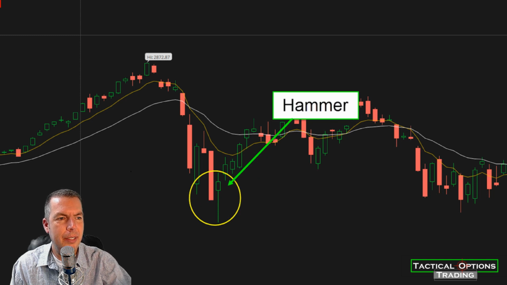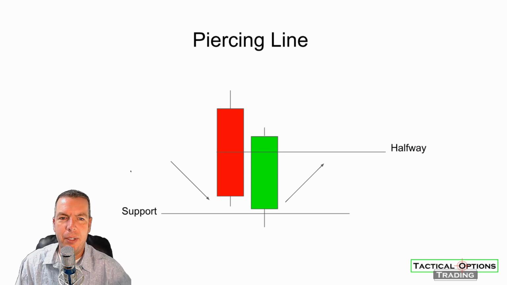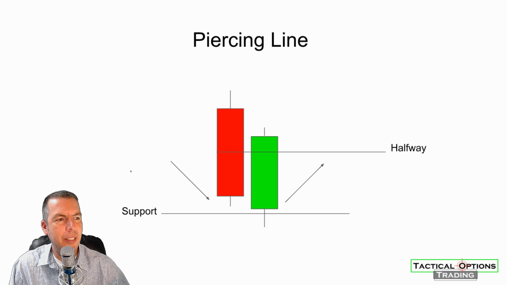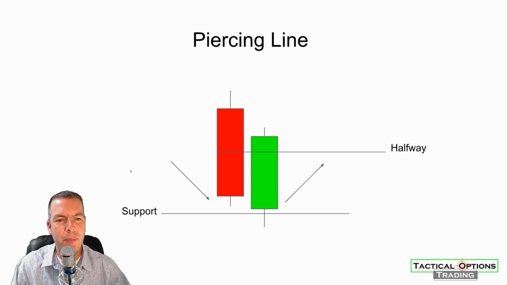Let's look at another bullish reversal pattern called the piercing line. So this is a two candle reversal pattern like the others that we've seen, where on the first day you see a wide range candle that closes near the bottom of the range. So the sellers are in control at this point, but on that second day you see a wide range candle that has a close that's above the midway point of the previous candle.